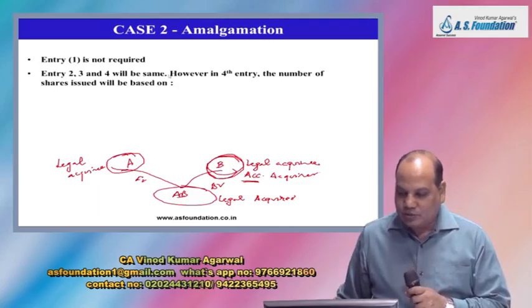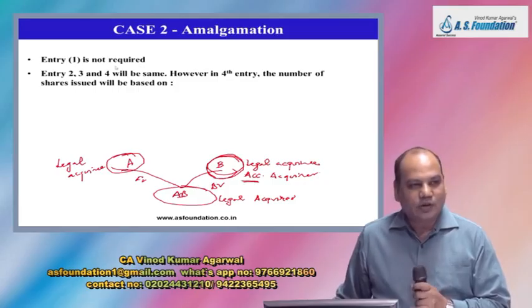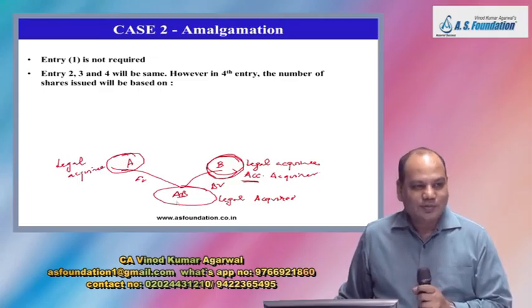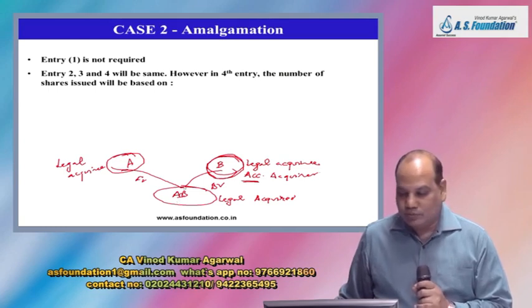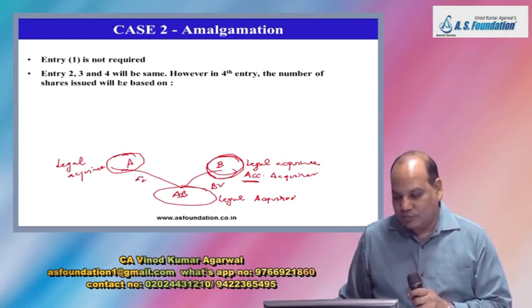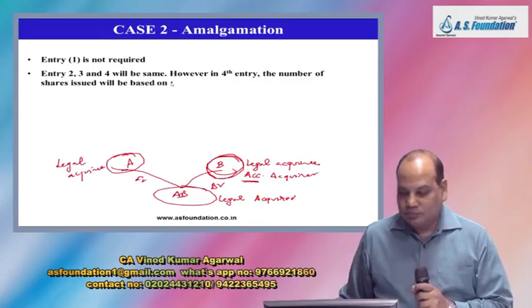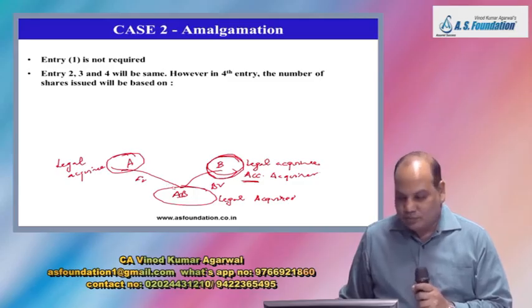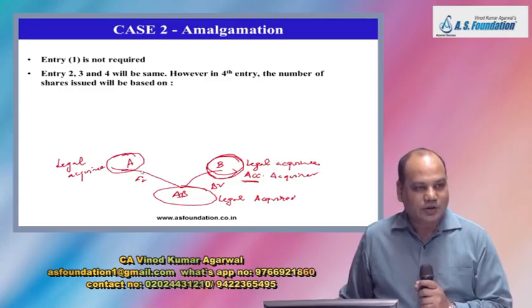So dear student, now write down the list of journal entries. Entry number 1 is not required because you are going to pass entries in the books of a newly formed company, so there is already zero asset and liability. Is there a need to reverse? No. Entry numbers 2, 3, 4 will be the same. Entry number 2 means record the assets and liabilities of B Limited at book value. Entry number 3 is record the assets and liabilities of A at fair value. And entry number 4 is discharge the consideration to A.